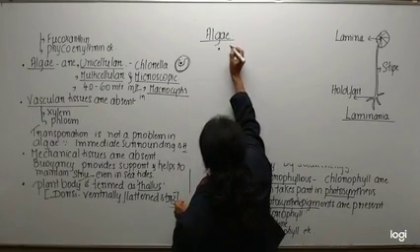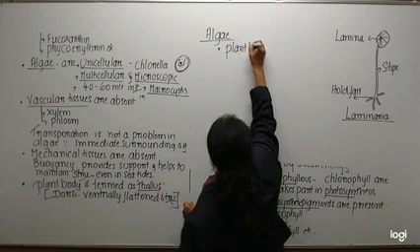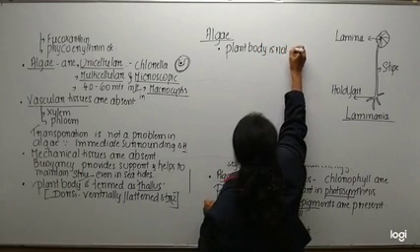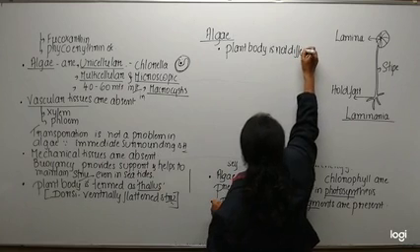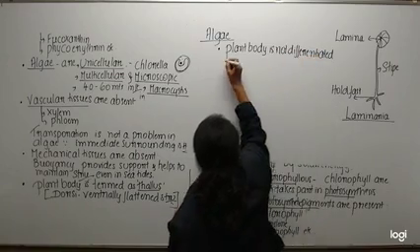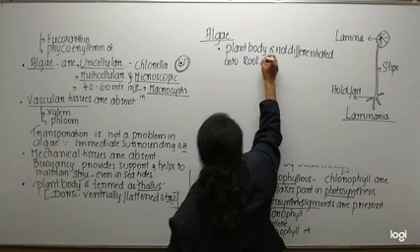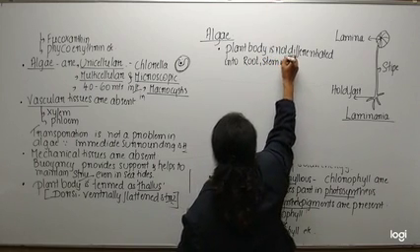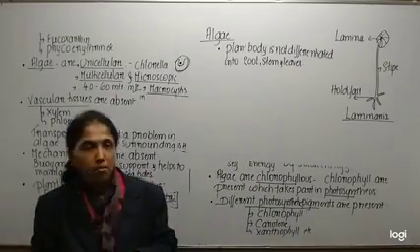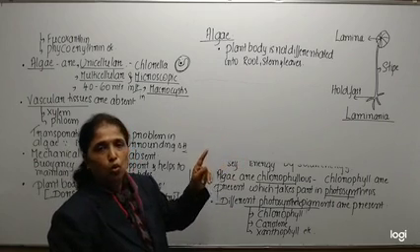Now, another character I am writing. Plant body is not differentiated. It is not differentiated into root, stem and leaves. Like higher plants, we don't find these structures, but structures similar to root we find here. It is called the holdfast.